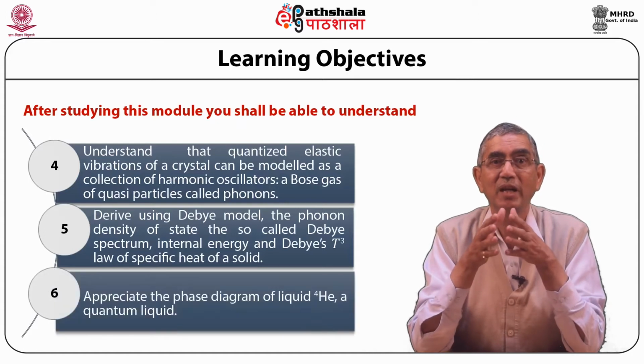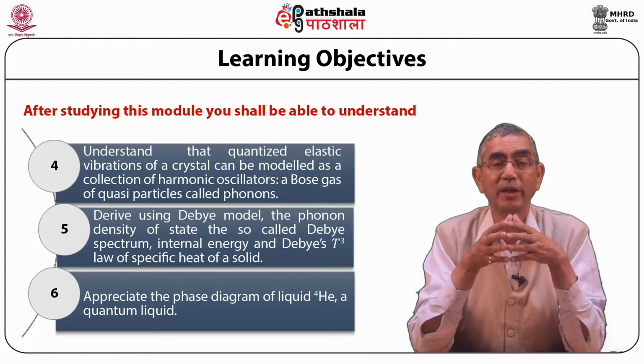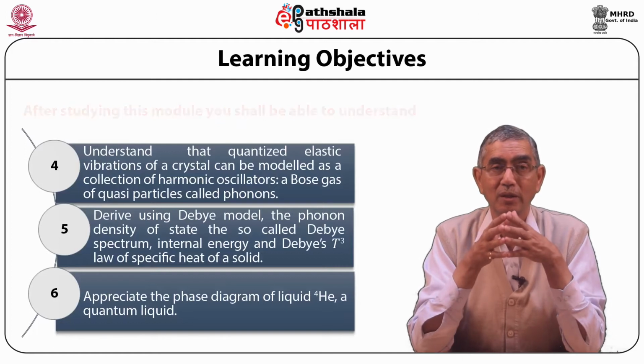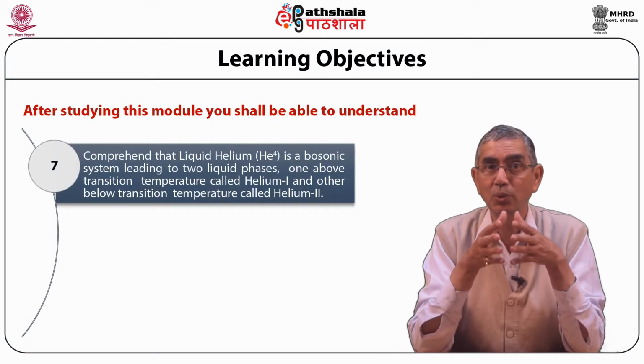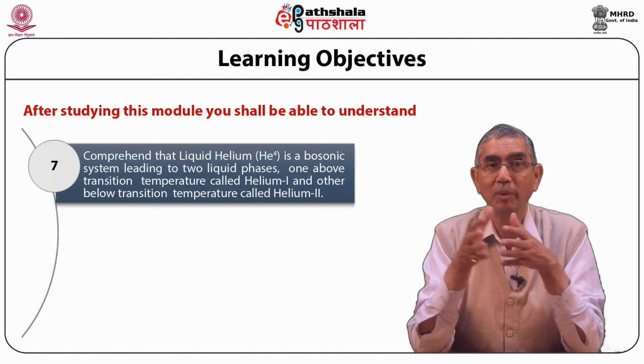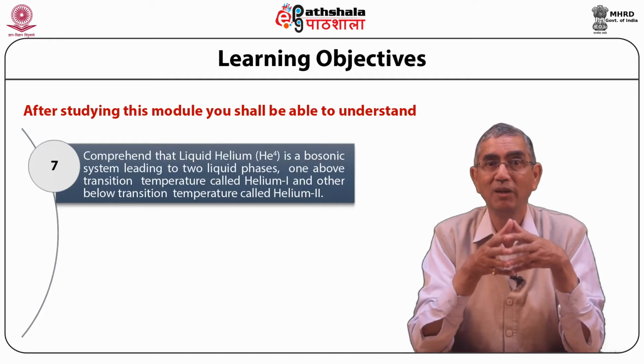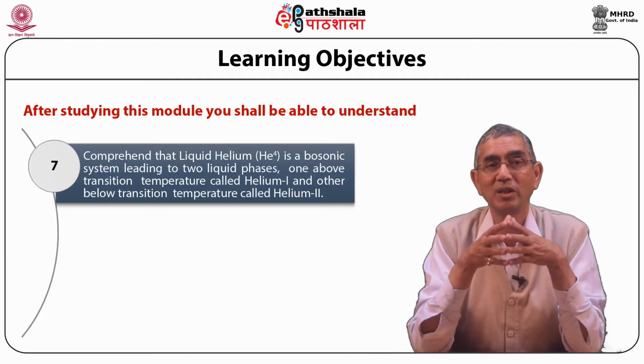Appreciate the phase diagram of liquid helium-4, a quantum liquid. You will be able to comprehend that liquid helium-4 is a bosonic system leading to two liquid phases, one above the transition temperature called helium-1 and the other below the transition temperature called helium-2.